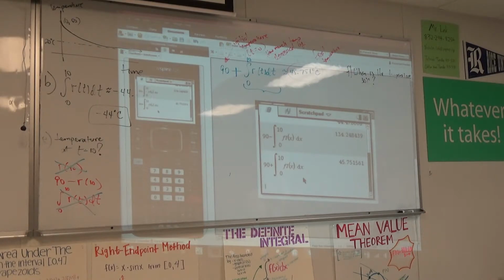I thought the 90 was supposed to be added. Okay, so you think we need to do something with 90 here. What would you do with the 90? 90 plus the definite integral from where to where? 0 to t, of R of t dt, and then, is that it? No.